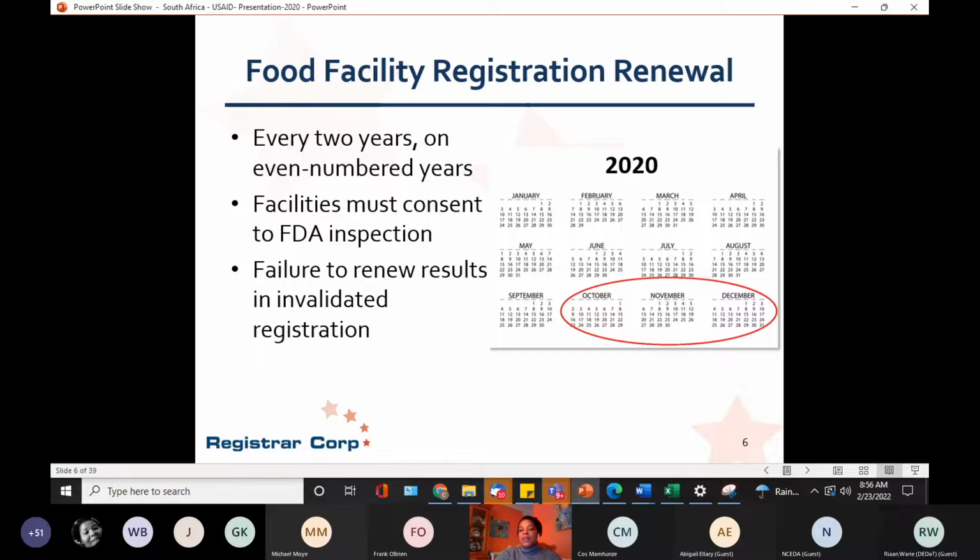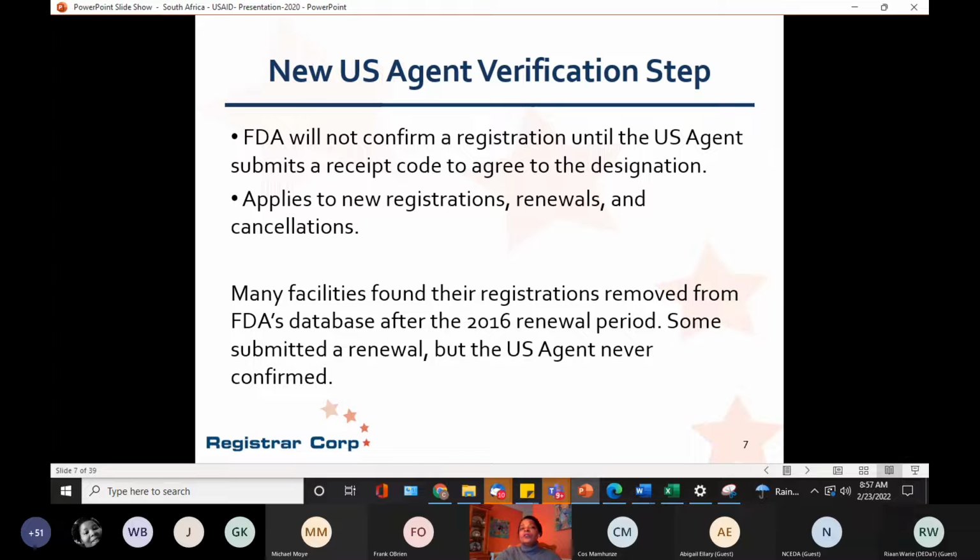Often you're updating your product and your processes, your addresses, your ownership. So they want you to be able to do this every 2 years. If you forget to do this, you will have your registration canceled. So please make sure that you update and renew your registration.